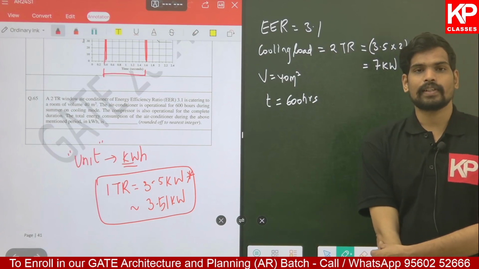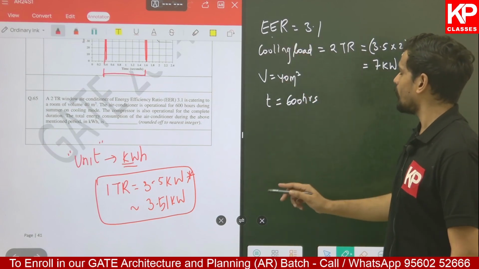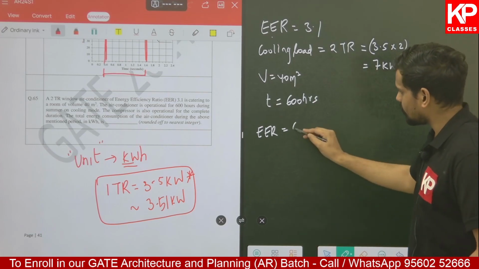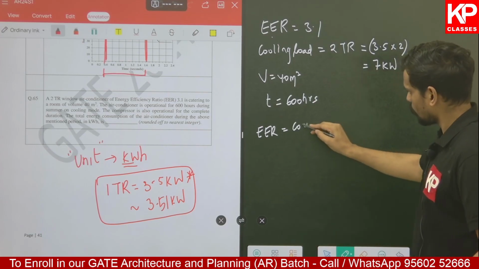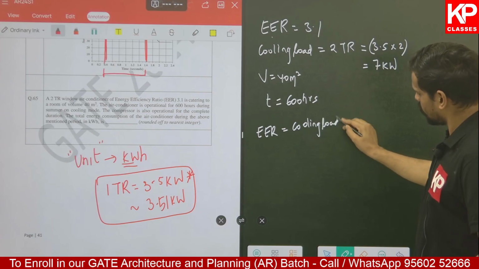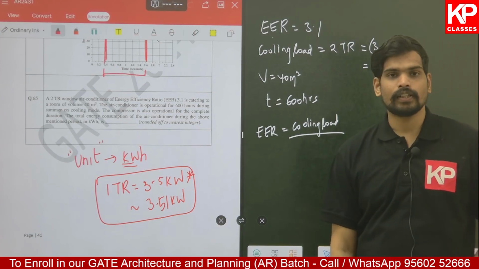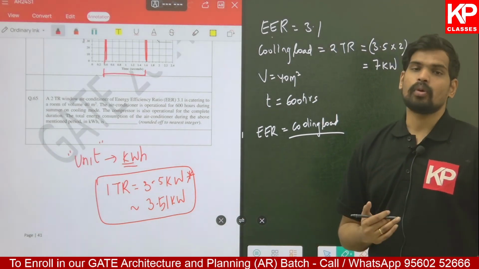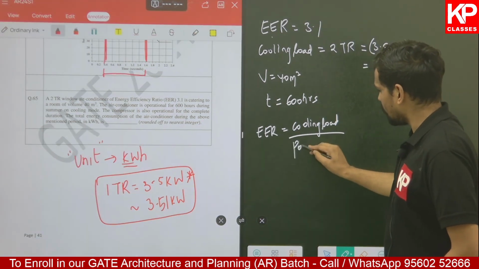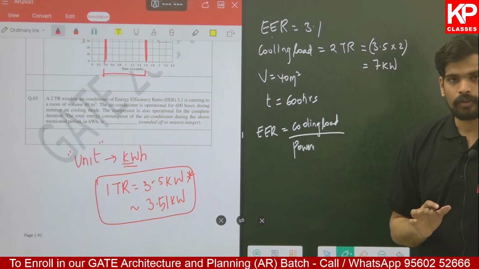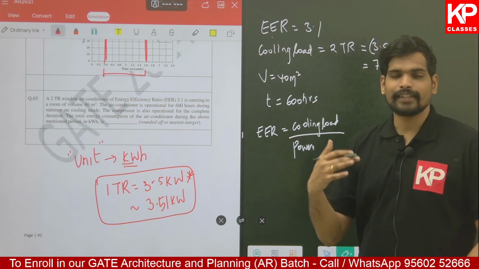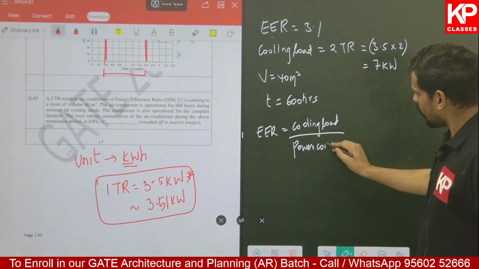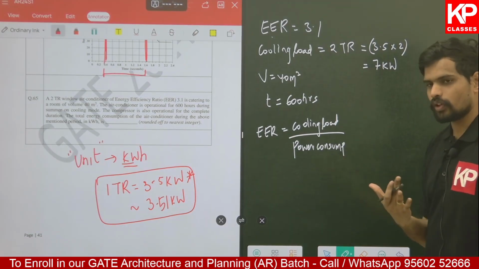Now if the cooling load is 7 kilowatts, what is the power consumption? That you will know from energy efficiency ratio. What is energy efficiency ratio? The actual definition of energy efficiency ratio is cooling load in BTU per hour, British thermal units per hour, upon power consumption in watts. However, in India, we use a watt upon watt ratio for energy efficiency ratio, or for Indian seasonal energy efficiency ratio. So cooling load in watts divided by power consumption in watts, or kilowatts, whatever it is.